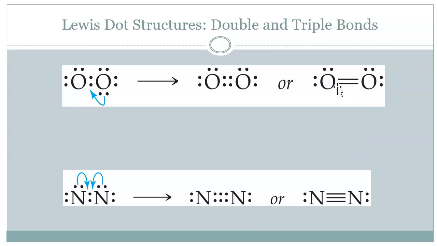Whenever we do double or triple bonds, for example, if it was an oxygen diatomic, we move the electrons into the center as shown, and then our Lewis structure will either be this or like this, keeping in mind that the double bonds are going to represent 4 total electrons, which is what we see here. And then our triple bond, which is what would happen with the nitrogen diatomic, is representing 6 electrons.